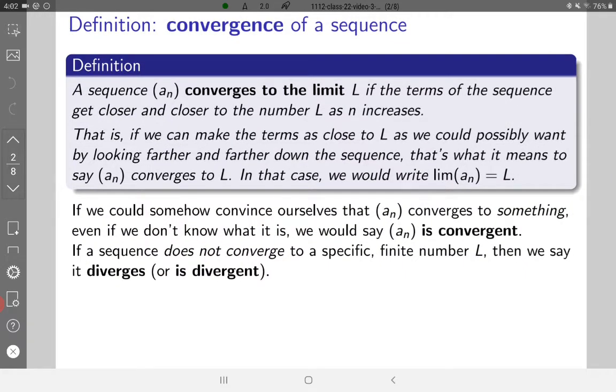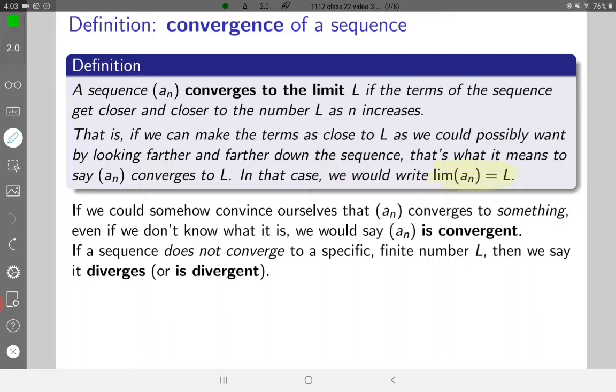So here's that formal definition that we're going to use to talk about convergence, the limit of a sequence. It says a sequence converges to a limit if the terms of the sequence get closer and closer to that number, that limit L, as the index n increases. So in other words, if I can make the terms of the sequence as close to L as I could possibly want by looking further and further down the sequence, that's what it means to say that the sequence converges to L.